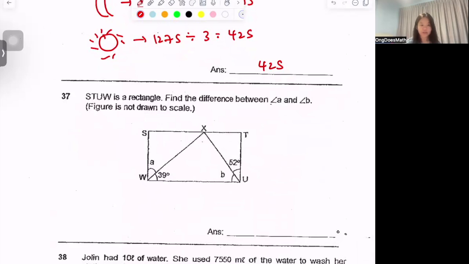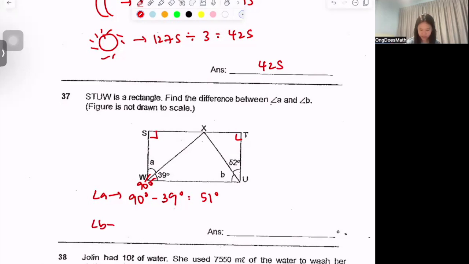STUW is a rectangle. Find the difference between angle A and angle B. Okay, let's find out what is angle A and angle B first. So how do you find out what angle A is? So you have to recognize that the corners of a rectangle is a right angle. So here is also a right angle, which means these two will add up to 90 degrees, good. So to find angle A, just have to take the sum minus the other angle, which is 39, right? Which means this should give you 51 degrees.